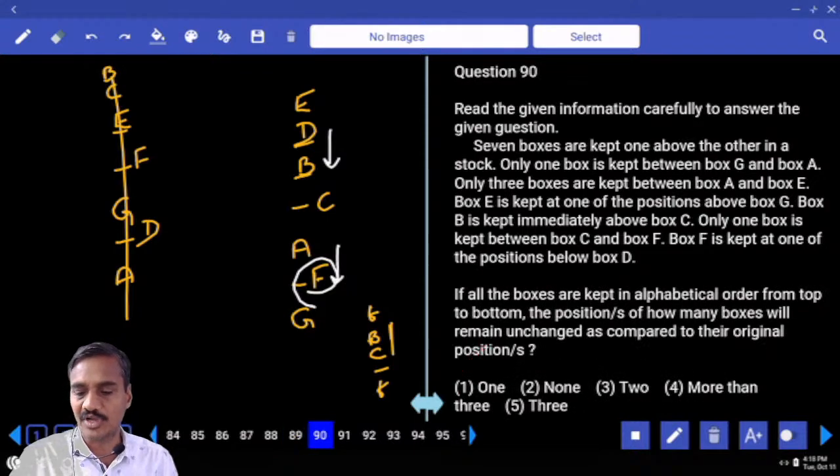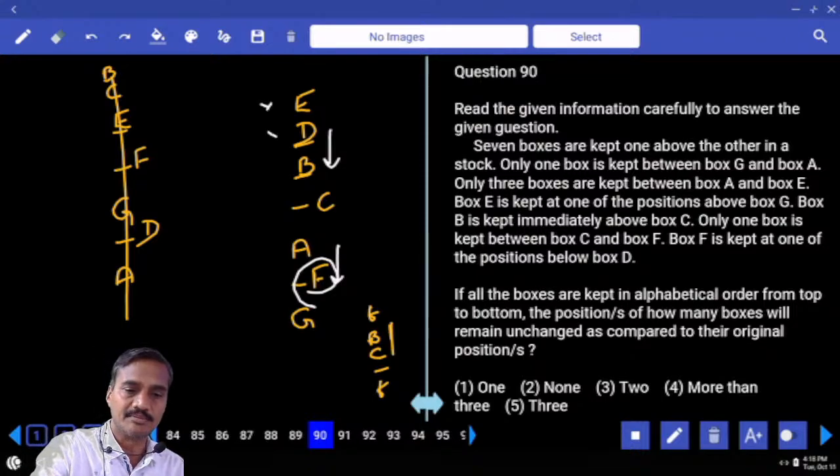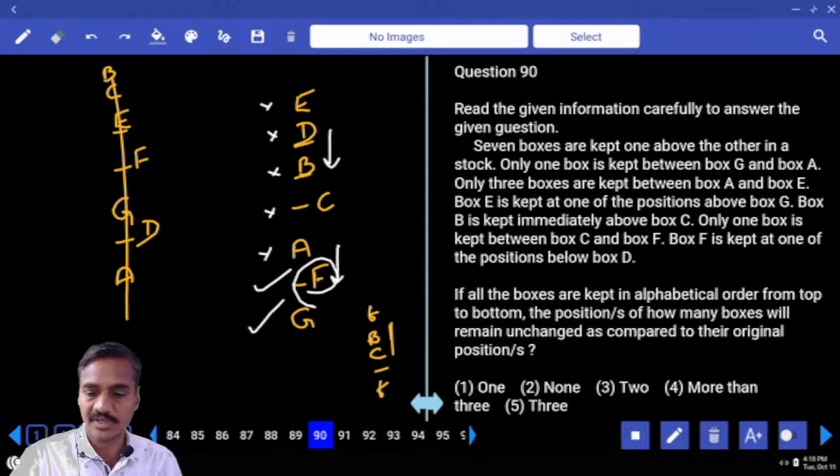And 90th, if all the boxes are kept in alphabetical order from top to bottom, A, B, C, D, E, F, G, how many boxes will remain in their places? 2. That is given in choice 3, question number 90.